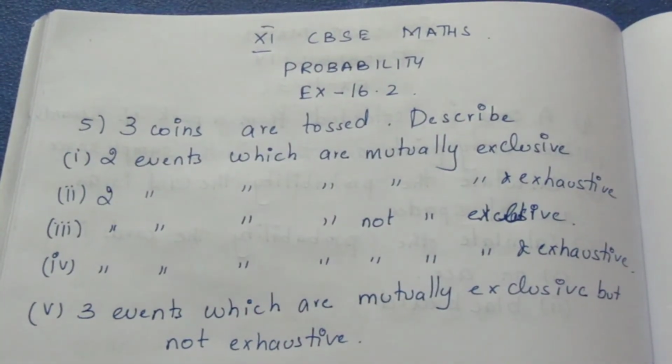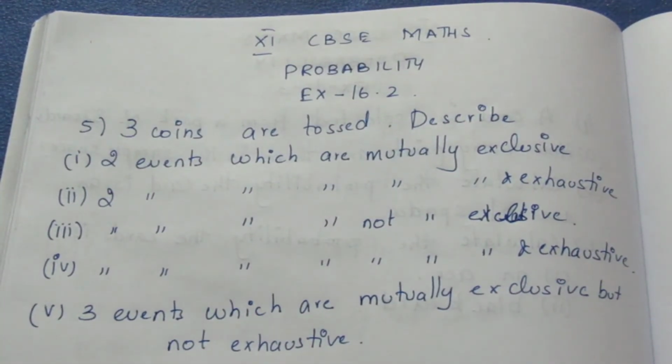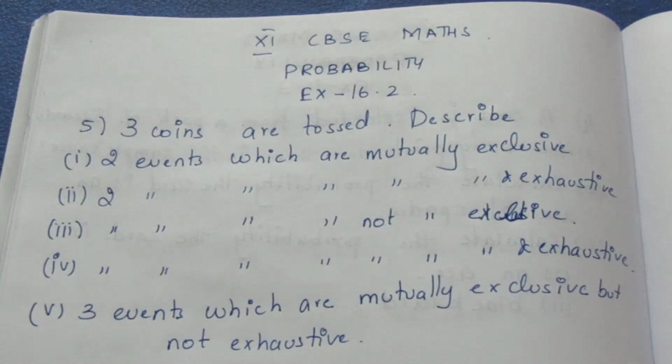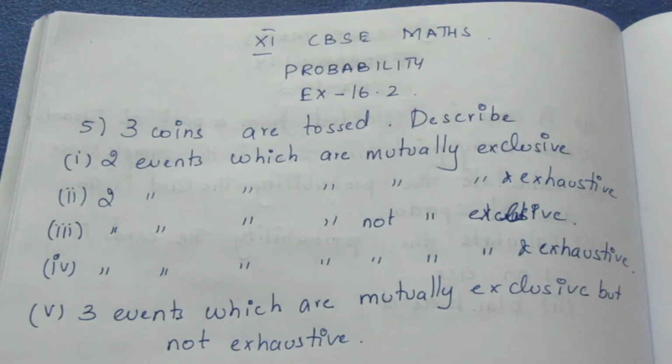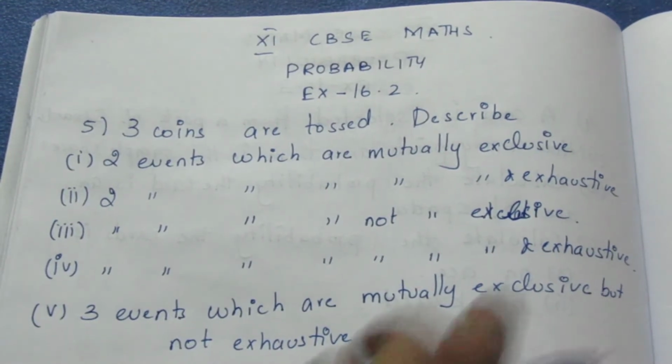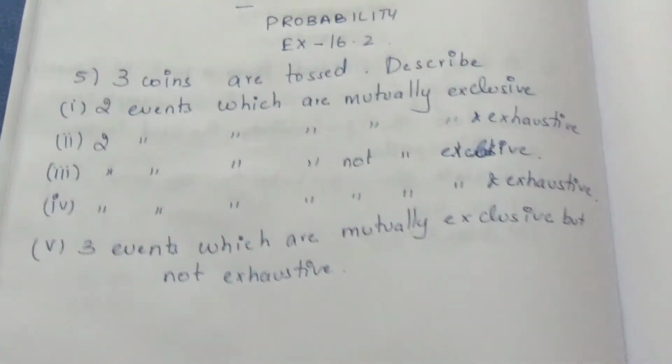Today we are going to see 11 CBSE Maths Probability Exercise 16.2 question number 5. Let's see the question. 3 coins are tossed. Describe, they have given 5 subdivisions. Let us write the sample space for 3 coins tossed.